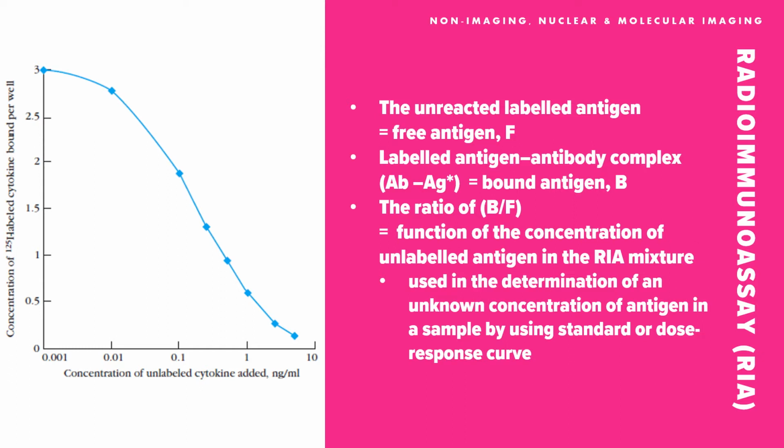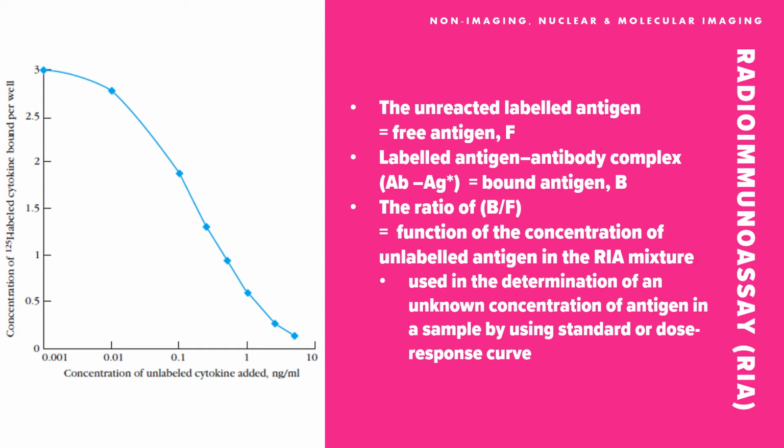So the unreacted labeled antigen we call free antigen, which we denote by F, and the labeled antigen-antibody complex, or AbAg asterisk, we consider as bound antigen, which is denoted by B. When you have the B and the F, the ratio of B over F gives you the value of the concentration of unlabeled antigen in the mixture. So this value gives you the idea of the unknown concentration of antigen in a sample. And then usually, how do you determine that?